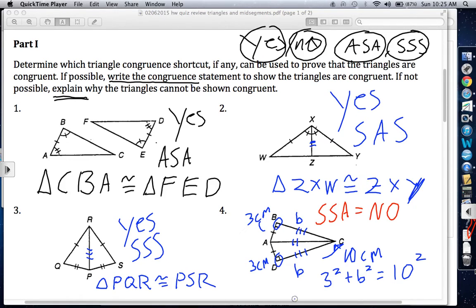Because this was a right triangle, we know that if this leg and this hypotenuse are the same, that this side and this side are going to be the same. Because obviously you couldn't possibly get 2 different answers from doing the exact same calculation. So this one's not a no, it's going to be a yes, and it's going to be an SSS.